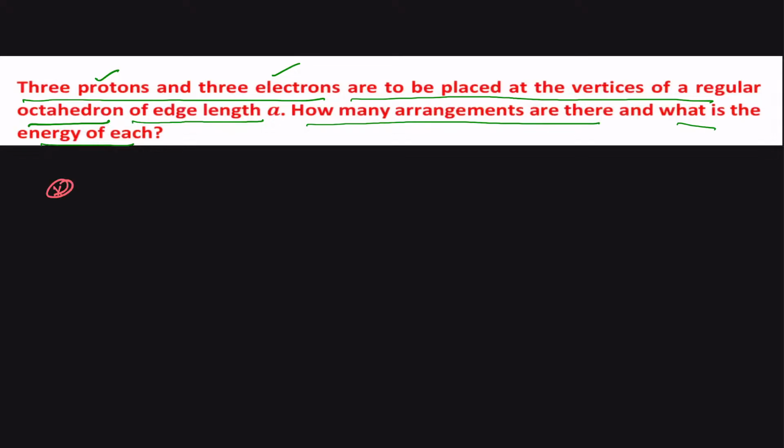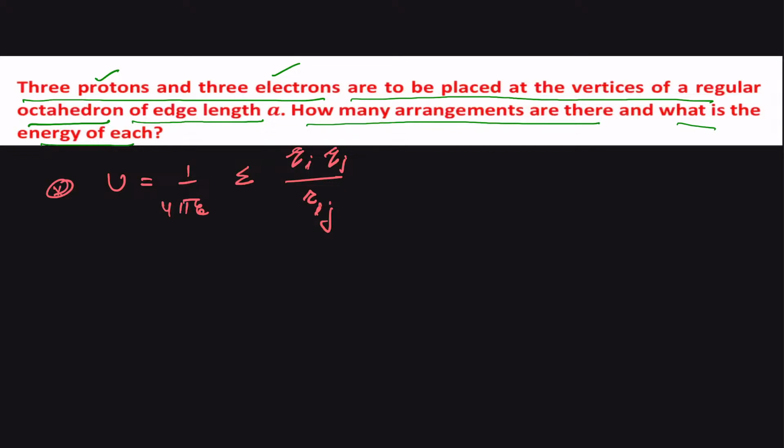So we know that the potential energy, which we also wrote in the first question, is equal to 1 upon 4 pi epsilon naught, summation of charge qi, charge qj, upon the distance between the two. Okay, so this is our general formula for the energy of an arrangement.